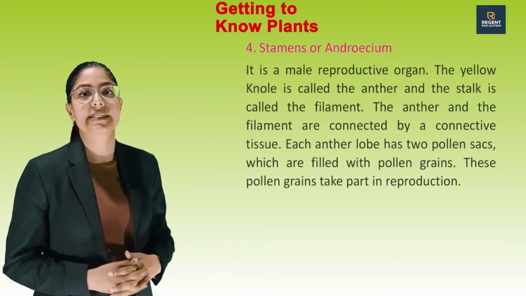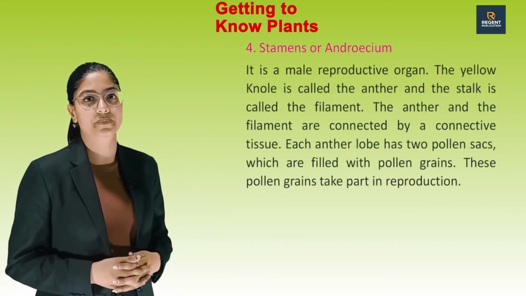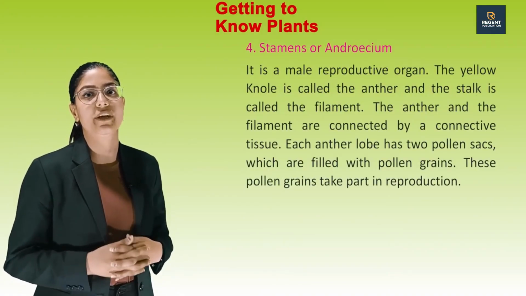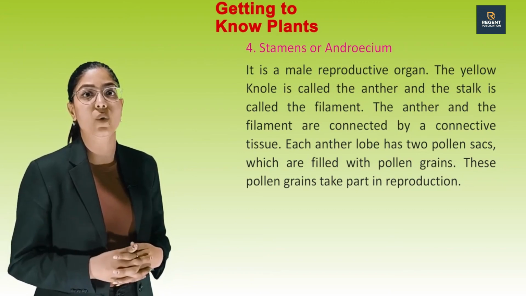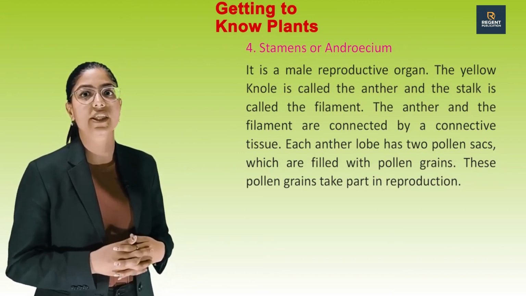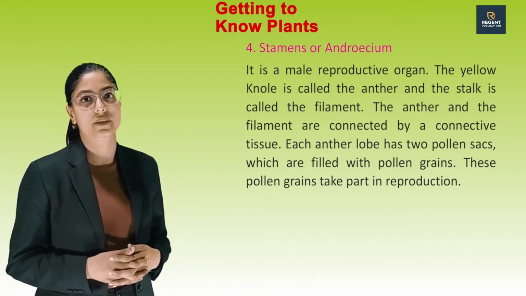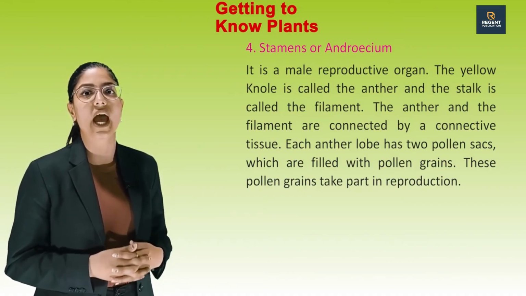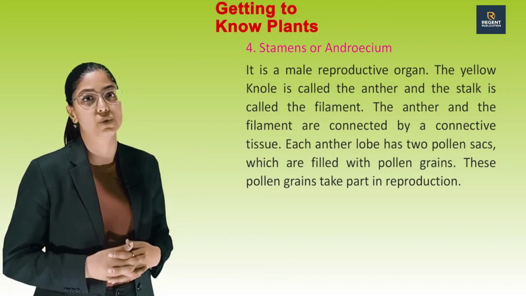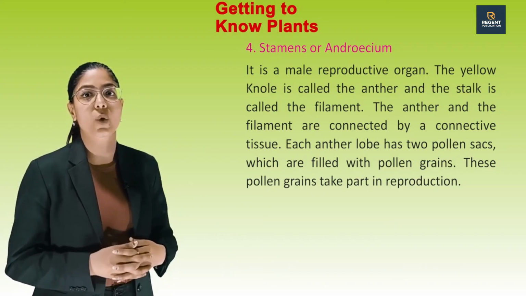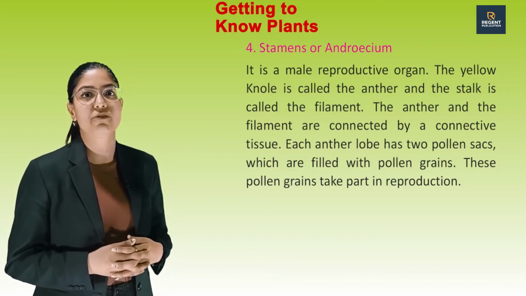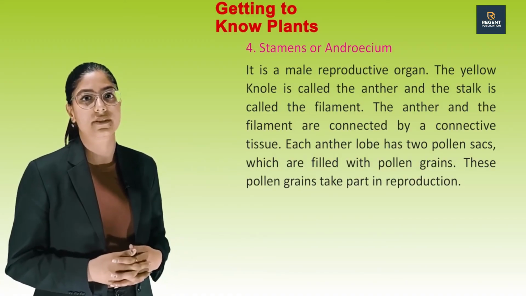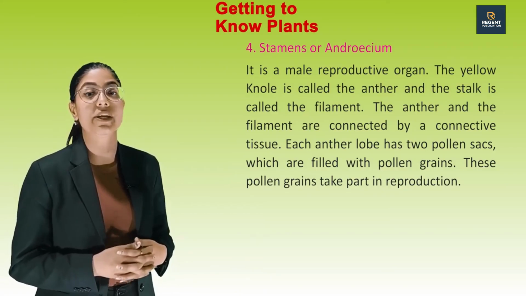Fourth is stamens or androecium. It is the male reproductive organ. The yellow knob is called the anther and the stalk is called the filament. The anther and the filament are connected by a connective tissue. Each anther lobe has two pollen sacs, which are filled with pollen grains. These pollen grains take part in reproduction.